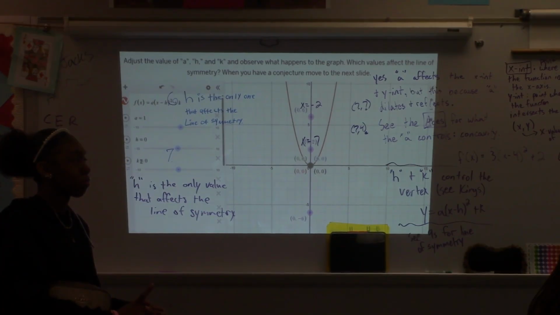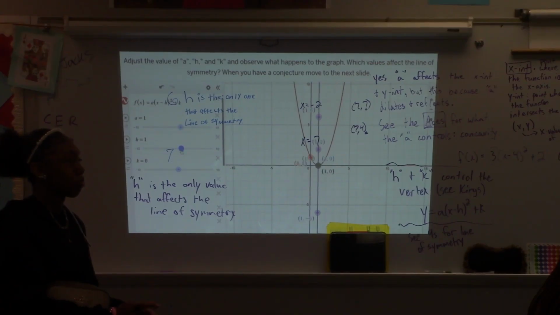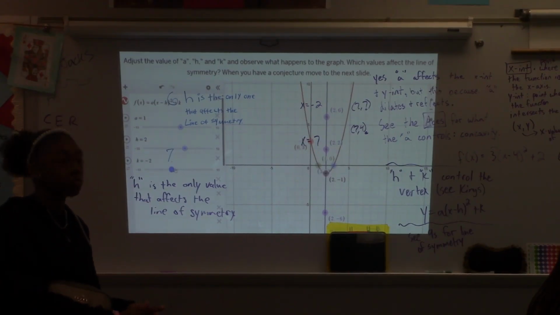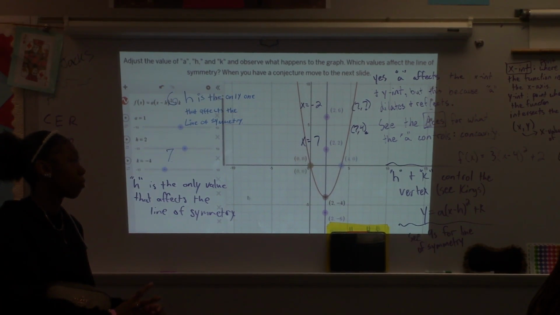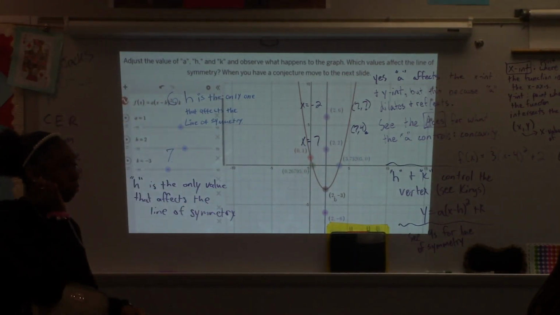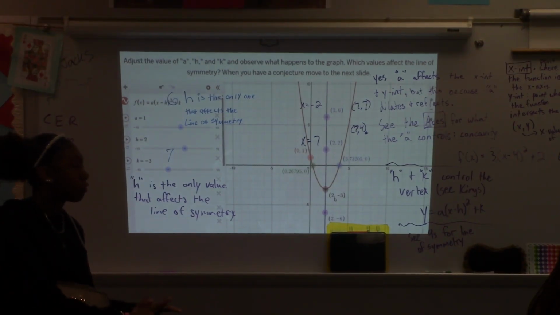Notice if h is 2, it's going to translate to the right 2. Notice that's now my vertex. If k is -3, it's going to translate down 3. Notice that, whoops, I went -4. Notice that's the vertex. So the vertex is h comma k because it's literally from the origin been translated to the right or left, up or down.